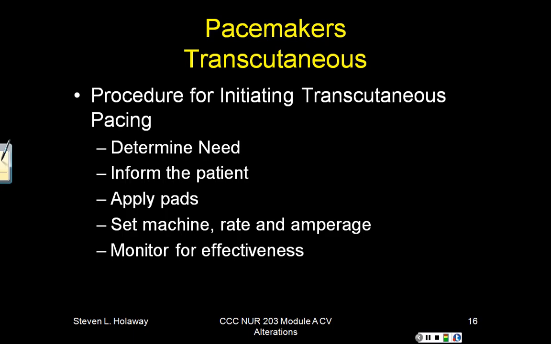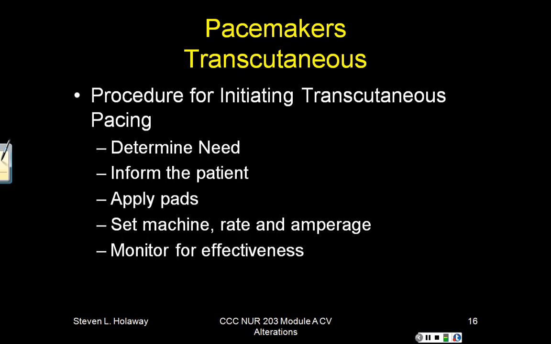The pads will be applied, and I will show you a slide of the pads being applied in a moment. Look at your machine wherever you're working. Take a look at your defibrillator, pacemaker, monitor system. Look over it. It should tell you exactly how to apply the pads. Make sure you understand that. That's one of the things you want to do, is understand how to use the equipment that's there.